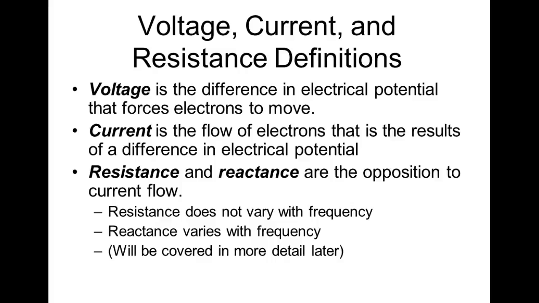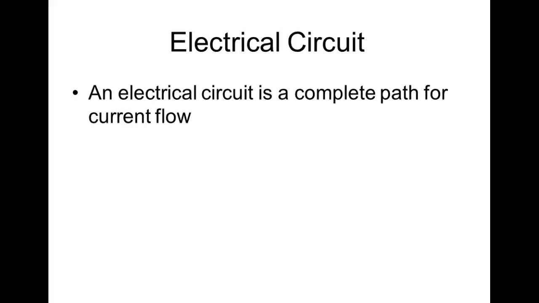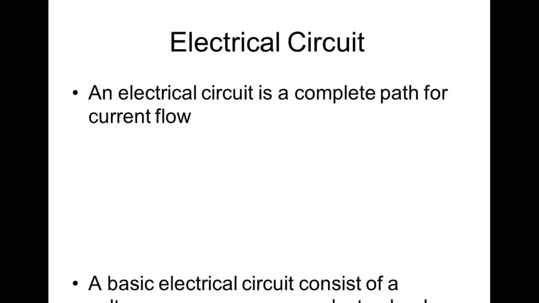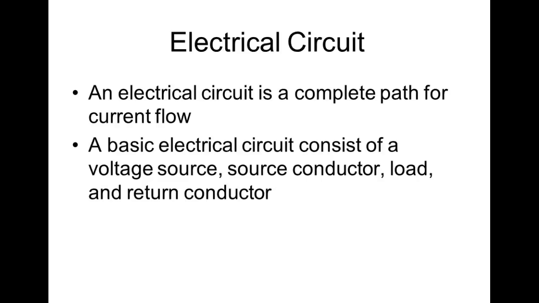So conductors don't do electrical work. They're not supposed to. An electrical circuit is a complete path for current flow. So to get work, we have to have a circuit, a complete path for current. The basic parts of a circuit, this is very, very basic: we have to have a voltage source, some people call them power sources, a source conductor, a load, and a return conductor.